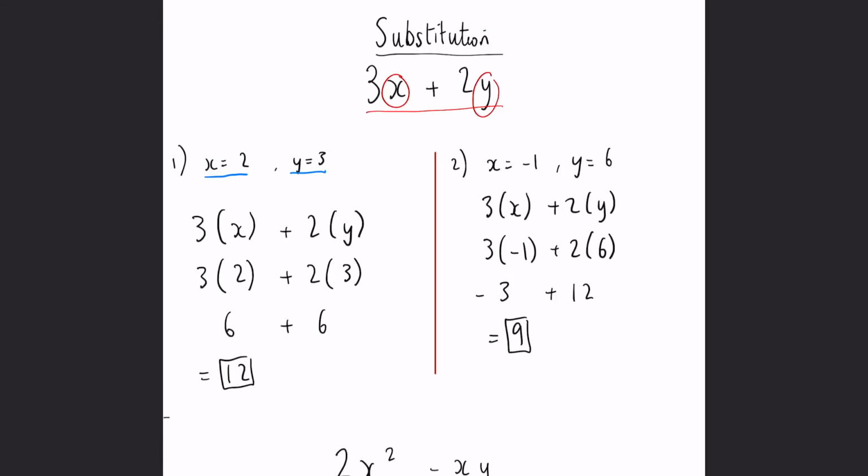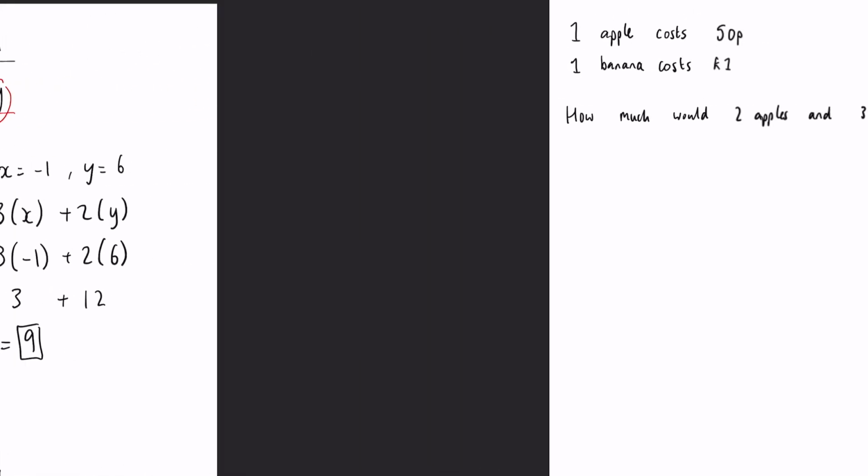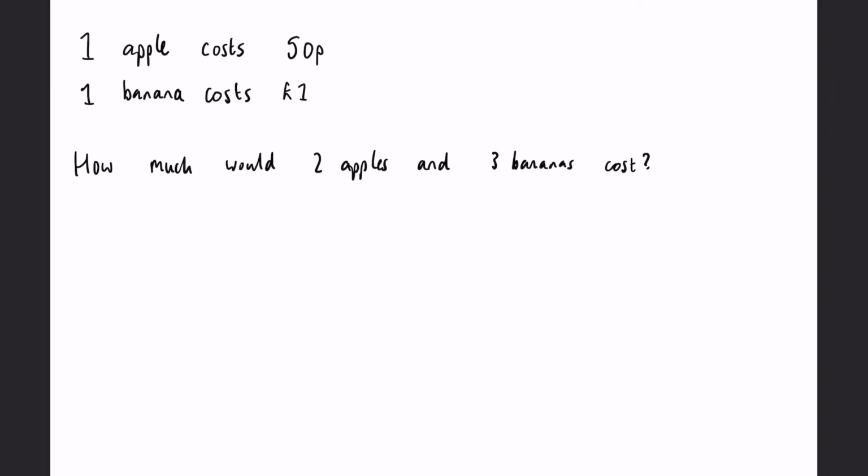But if we take it onto a real life example, this is more of a word example. Again, very common in GCSE papers. We have one apple cost 50p, one banana cost £1. How much would 2 apples and 3 bananas cost? Now, you could answer this in a basic way, or you could answer it through substitution. A lot of the time, they may just say A equals 0.5 and B equals 1. So that is basically putting the sentences they've given us into algebraic terms.